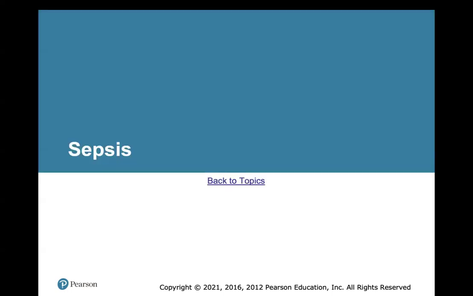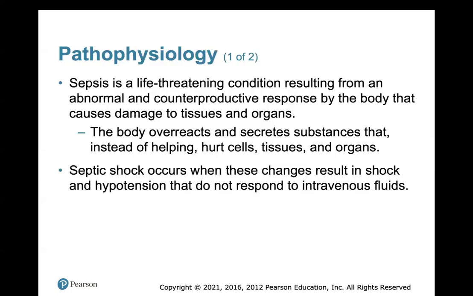Severe infection, severe sickness is what we refer to as sepsis. Sepsis is a life-threatening condition that results from an abnormal and counterproductive response by the body that causes damage to the tissues and organs. Basically, it is an immune attack on your body. The body overreacts and secretes substances that instead of helping, hurt the cells, the tissues, the organs. The body is trying so hard to get rid of whatever sickness or disease that you have that it's shutting things down in the process. Septic shock occurs when these changes result in shock and hypotension that does not respond to intravenous fluids.